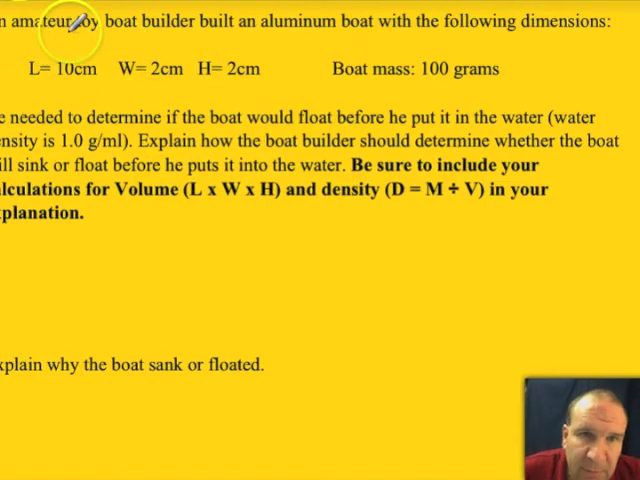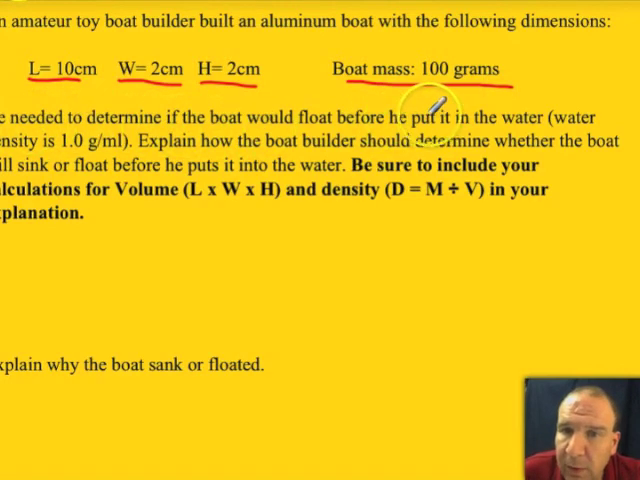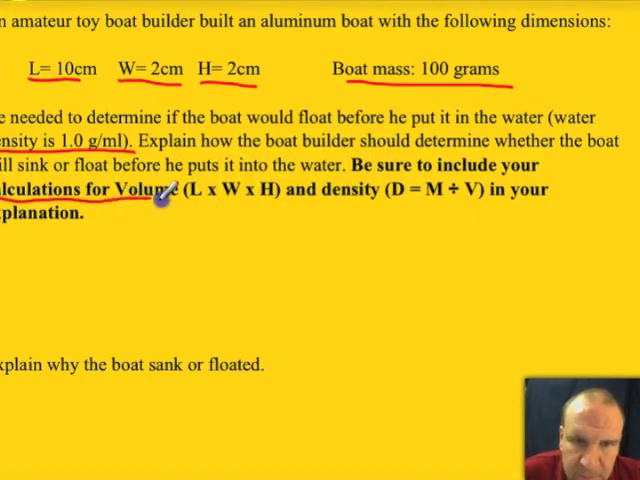First of all, it says an amateur boat builder built an aluminum boat with the following dimensions. So this is going to be some important information right here. We got the length, the width, the height, and the boat mass. Now it says he needed to determine if the boat would float before he put it in the water. Water's density is 1.0. Explain how the boat builder should determine whether the boat will sink or float before he puts it into the water. So it says be sure to include your calculations for volume and density. Okay, so explain how the boat builder should determine whether the boat will sink or float.